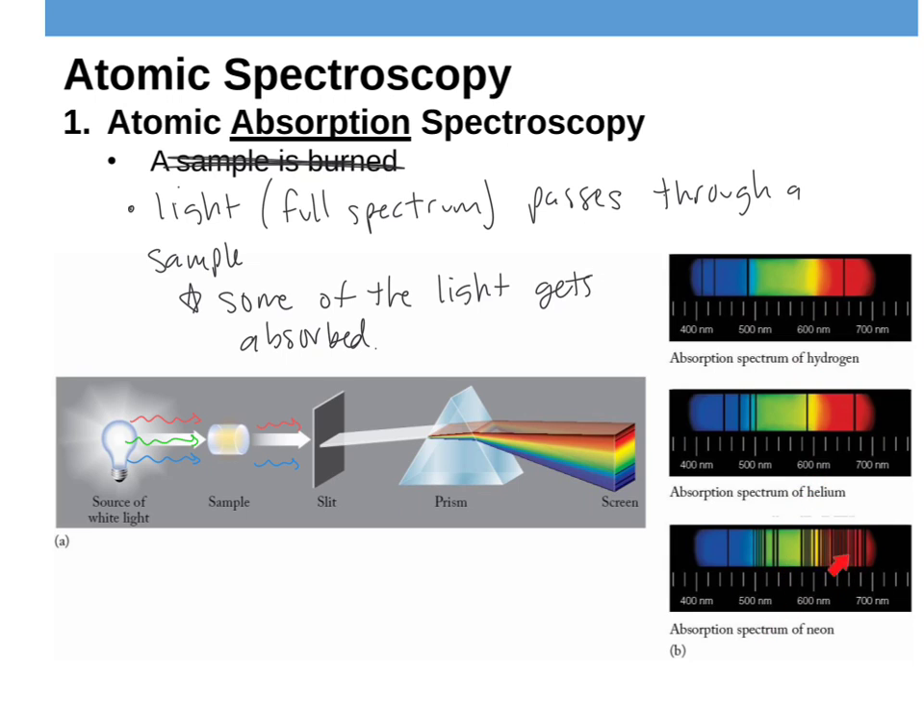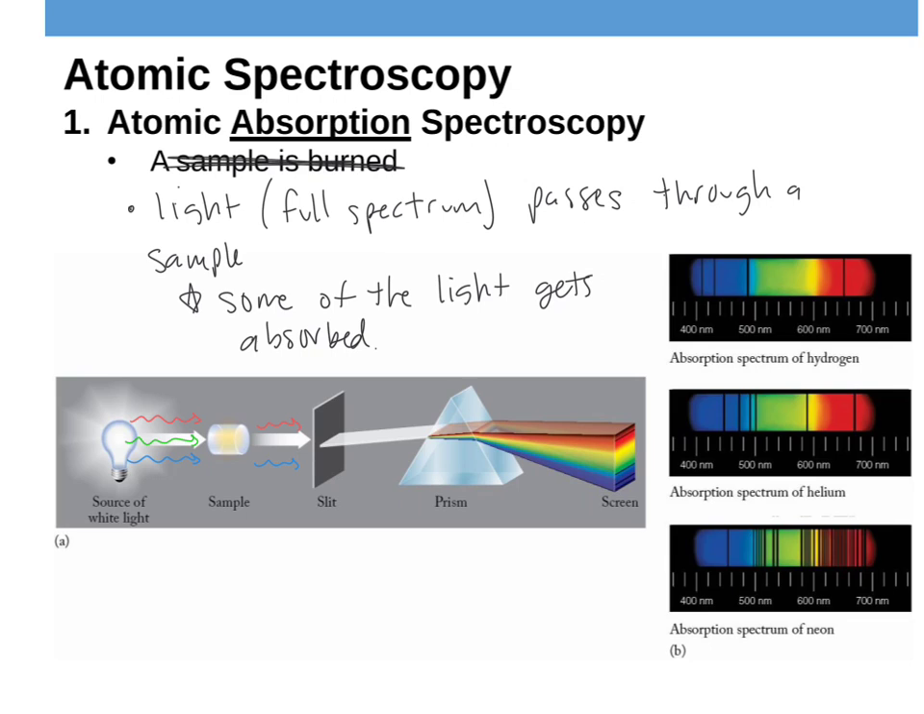You can see that neon has a whole bunch more. It almost looks like a barcode on your food or something like that, right? It has all of these different places where it absorbs light, and it's very specific. We can say that it's at 600 nanometers or 575 nanometers or 680 nanometers or something like that. We can quantify what light gets absorbed.